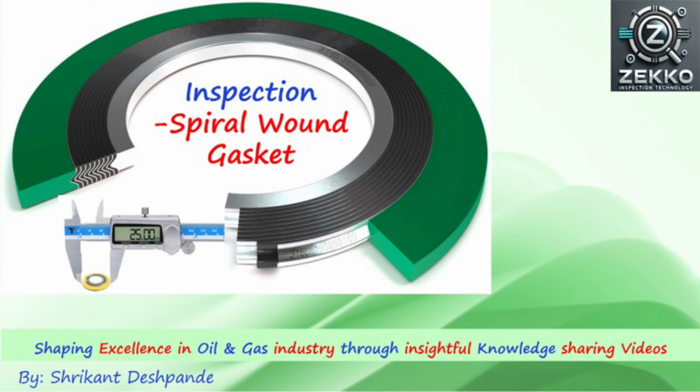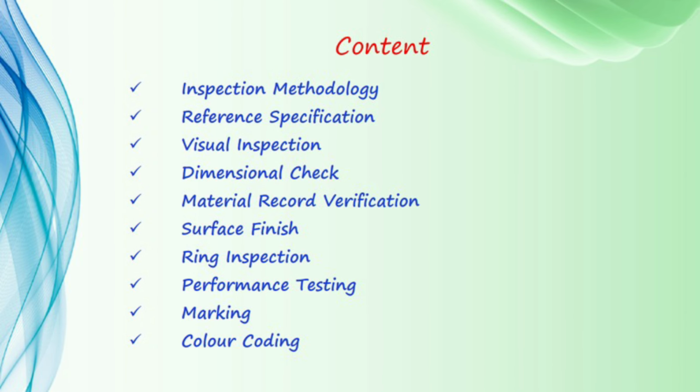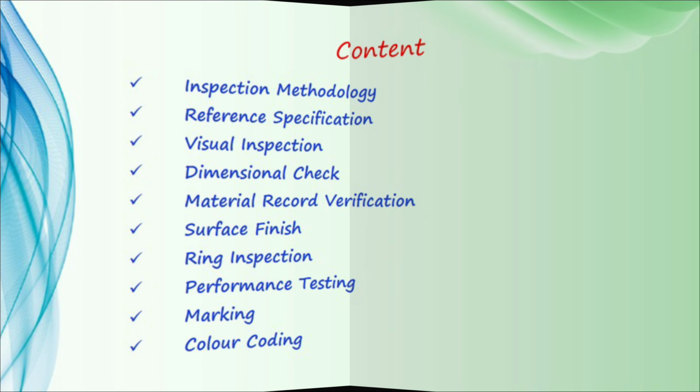Today, I am excited to be here to discuss an interesting inspection topic called inspection of spiral wound gasket. In this video, I will cover the following topics on spiral wound gasket inspection. The first one is inspection methodology, reference specification, visual inspection, dimension check, material record verification, surface finish, ring inspection, performance testing, marking and color coding on spiral wound gasket.